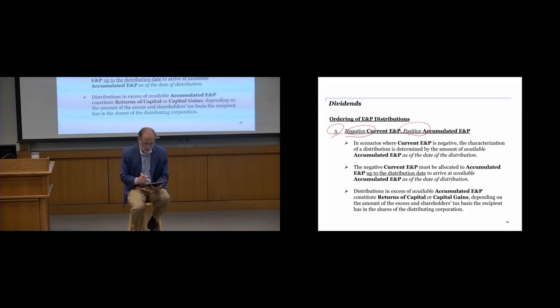So, in scenarios where current E&P is negative, the characterization of a distribution is determined by the amount of the available accumulated E&P projected as of the date of distribution. That's the key in this third bucket. I have to advance my accumulated E&P from the beginning of the year to the date of distribution. I'm going to allocate some of my negative E&P against my positive accumulated. I don't say it doesn't touch it. This is my one allocation.